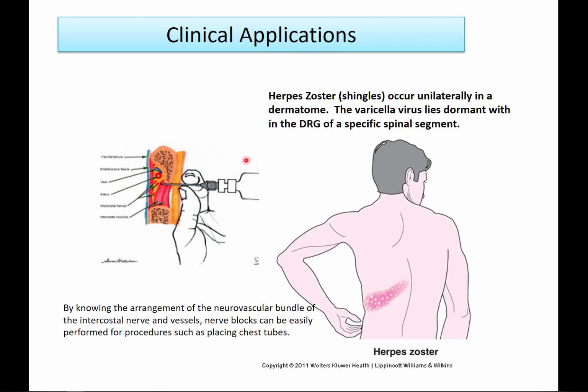And as I hinted at earlier, when you're anesthetizing an intercostal space, it's important to know the arrangement of the neurovascular bundle so that you can do your nerve block safely and easily for procedures, for instance, like placing a chest tube.